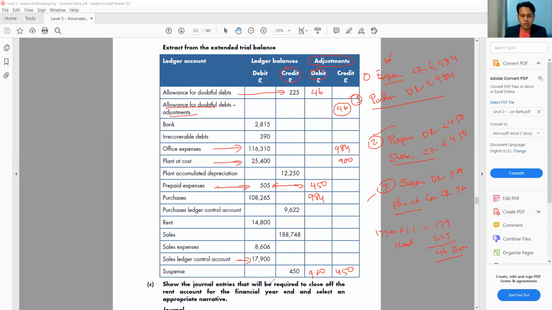So you can see now suspense will vanish because we have credit here 450. So if I minus this one from the debit, there will be 450 balance. So debit and credit will be equal. So that will be no balance.